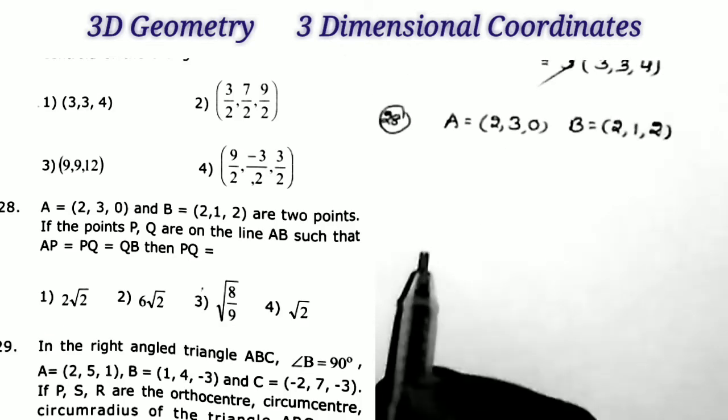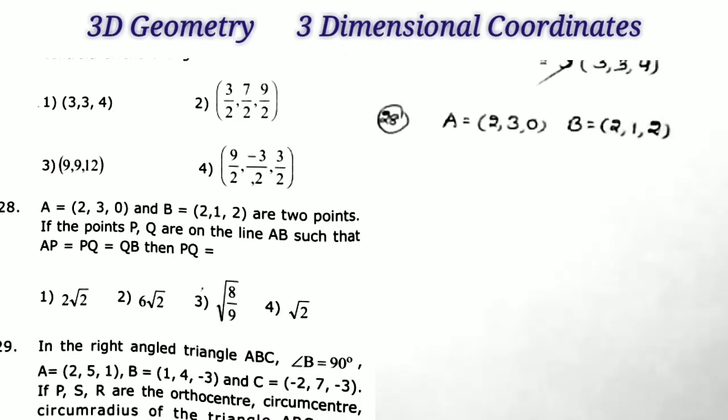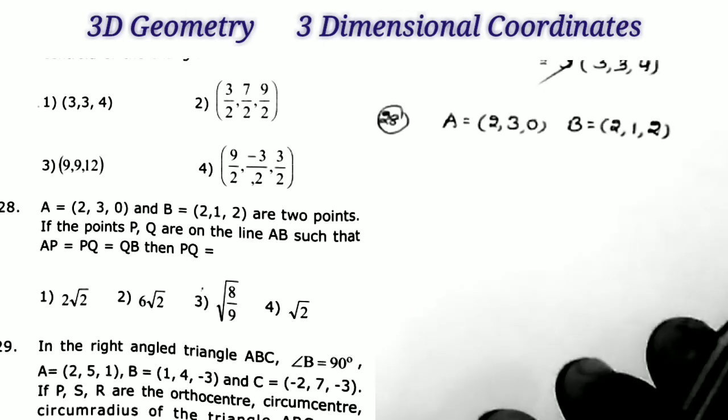Okay. Next question, sum number 28. If A is equal to (2, 3, 0) and B is equal to (2, 1, 2) are 2 points, and if the points P, Q are on the line AB such that AP is equal to PQ is equal to QB, then what is the distance PQ?